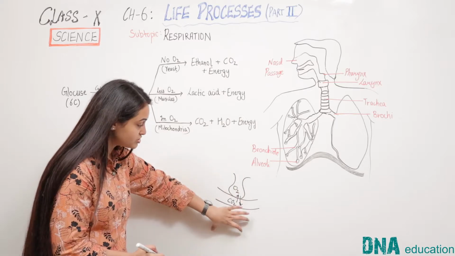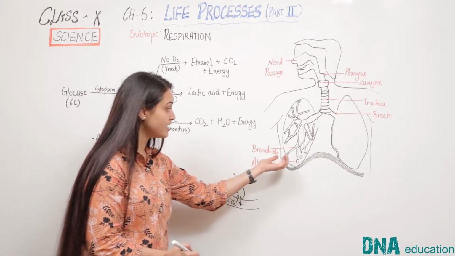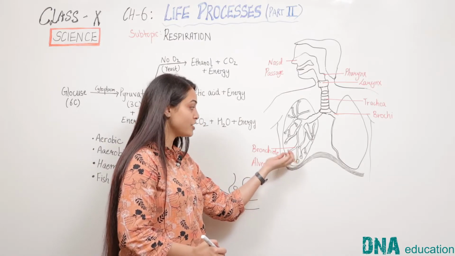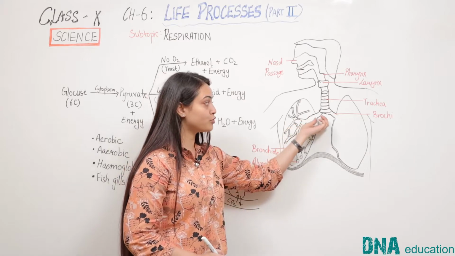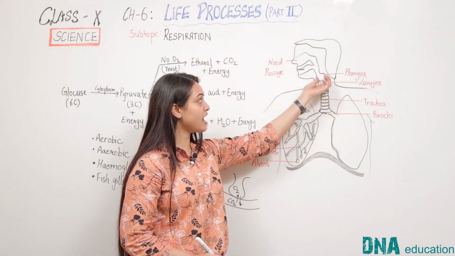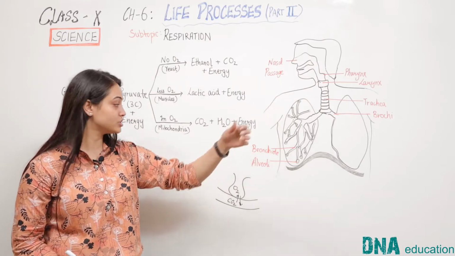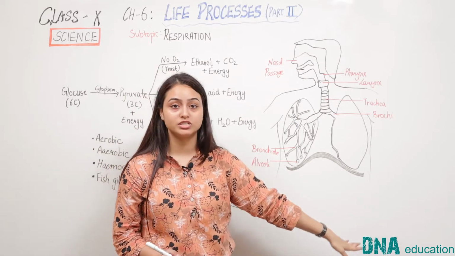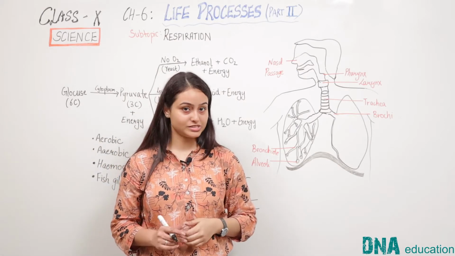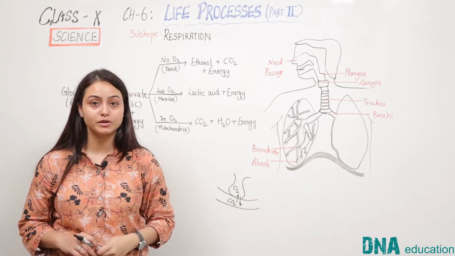So when oxygen is now dissolved in blood and carbon dioxide is now in the alveoli, the process reverses. From alveoli, carbon dioxide travels through the bronchioles, then through bronchi, then through trachea, and through the nostrils it is exhaled out, and the oxygen-rich blood is now supplied to the tissues for further processes. So this is the complete process of respiration in human beings.